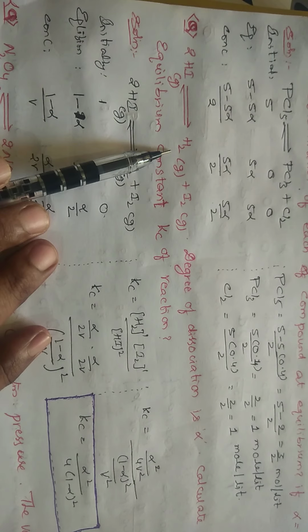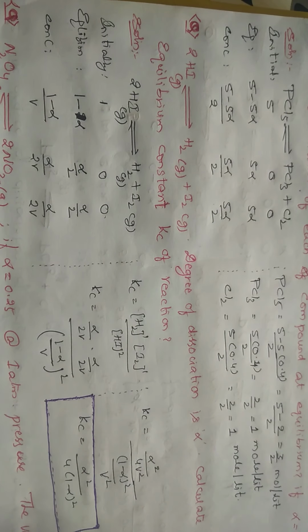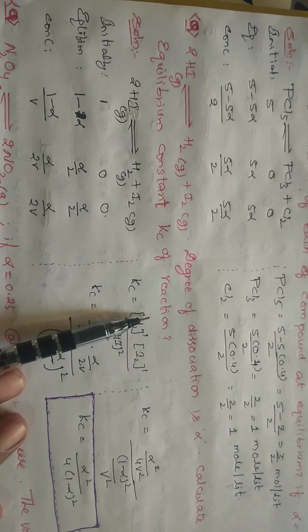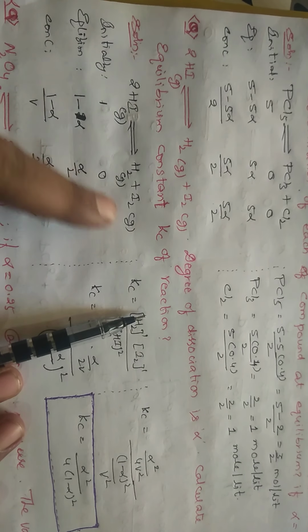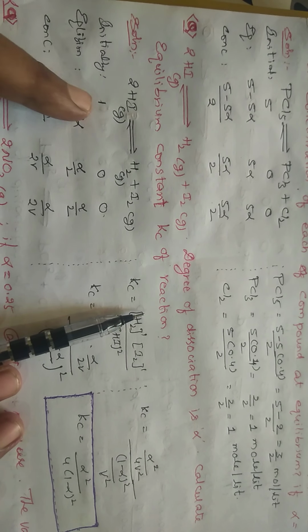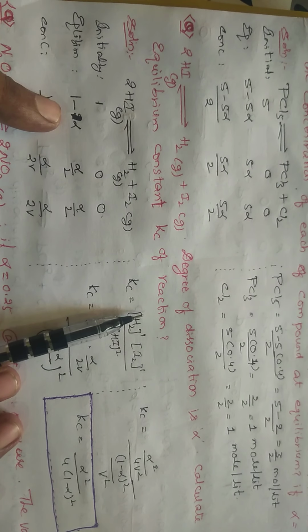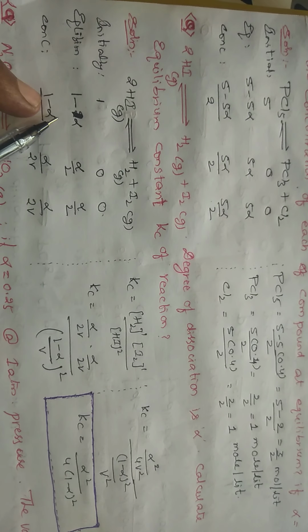2HI is getting converted to H2 plus I2 in the gaseous state, degree of dissociation is alpha. Calculate the expression for the equilibrium constant Kc. So this is generally the equation. If I consider it as 1 mole, what happens? From 1 mole, 1 alpha should be gone. If you consider 2 moles, 2 alpha will be gone.